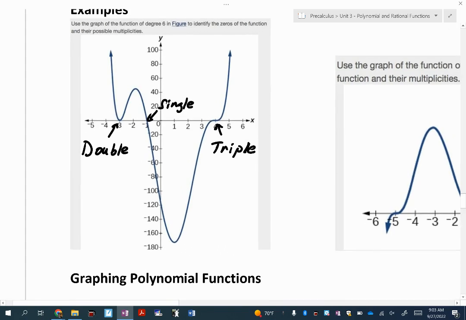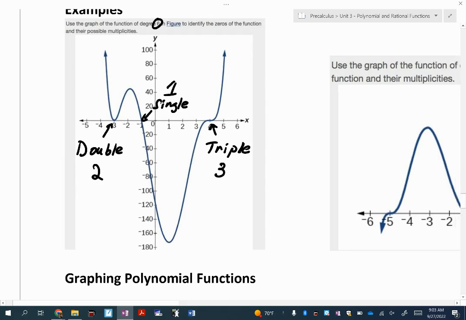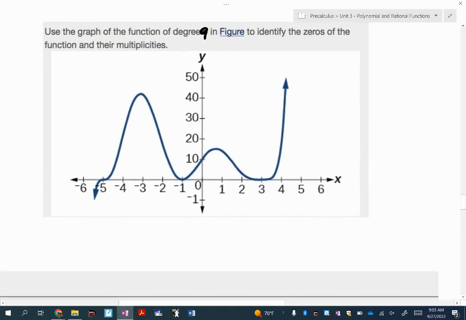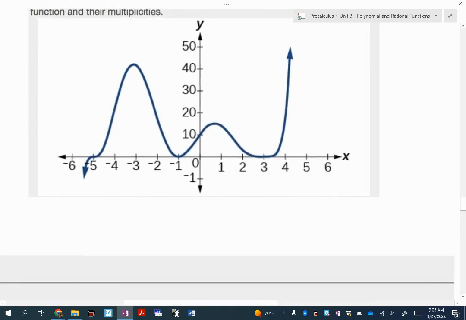All right, and that makes sense when I look at this degree. So if I add 2 plus 1 plus 3 gives me 6. Now this degree is incorrect. I'm going to change it to what it should be. So if it's a degree of 9, this one right here, you can see it crosses and it has that kind of shape like the letter S. So this is a triple root.